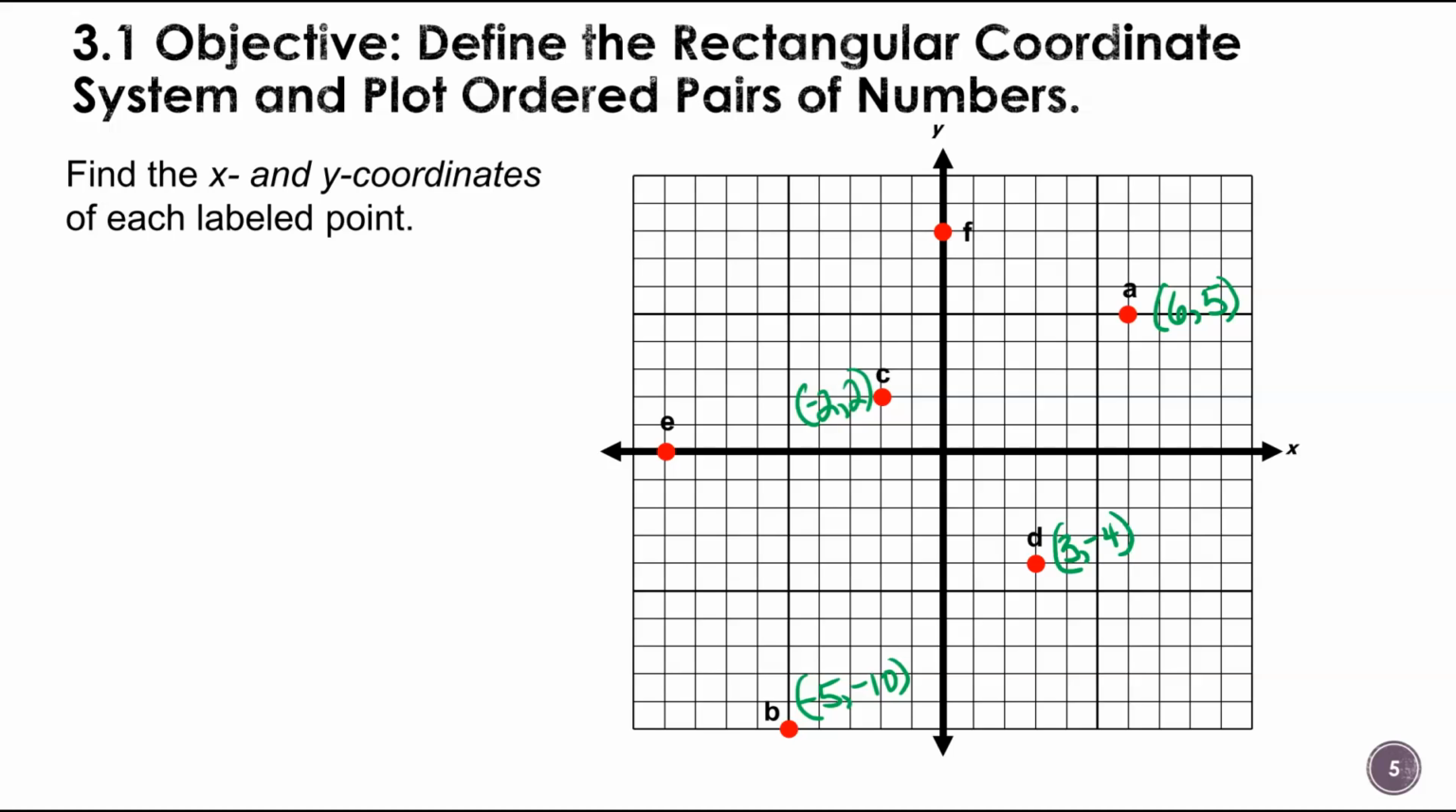All right, so that was A, B, C, D, and now E. E is to the left 9, and we don't go up or down. We're on the x-axis, so that would be at -9, 0. And then last we're on F, and that is up 8, and it's on the y-axis. We didn't go left or right, so that's 0. We went up 8, so it's a positive 8. So F is at 0, 8.